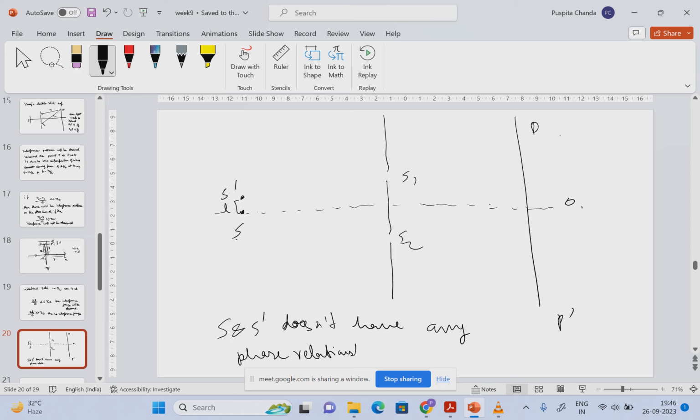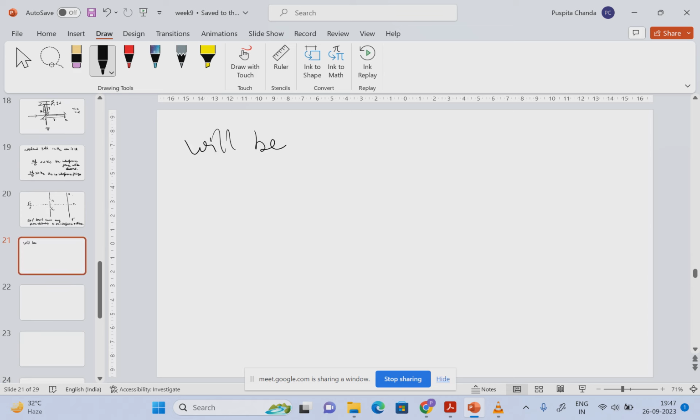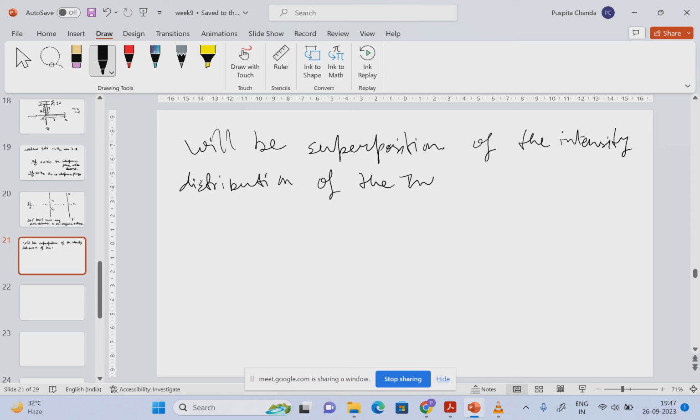So the interference pattern observed on the screen PP dash will be a superposition of the intensity distributions of the interference patterns formed due to S and S dash.